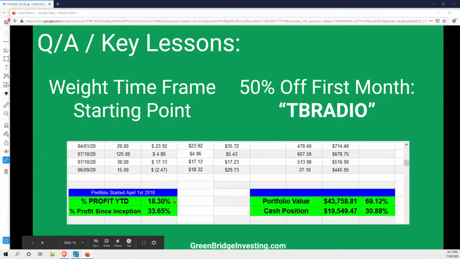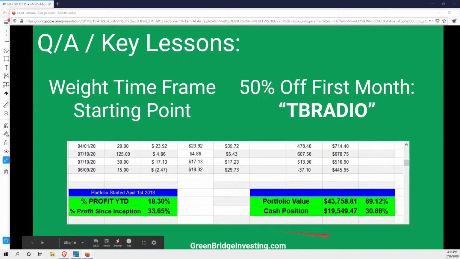Our year-to-date profit is 18.3%. Now some people may say, that's it? I'm up 200% in NVIDIA, so you guys suck. But you have to understand something. Our goal is not to hit home runs. Our goal is to conserve capital and deploy capital in a very carefully risk-managed way.